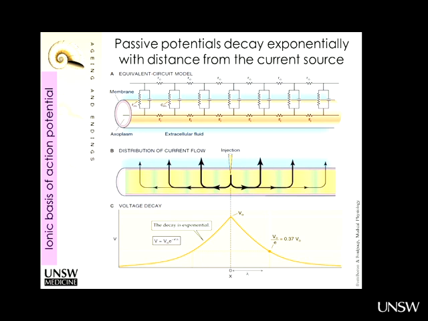So here's the limitation. We want this signal, the action potential that's been generated, to be carried along the axon. We don't want it to be lost. But that's what would happen if we didn't have anything else intervening in this process. It would just be naturally lost.